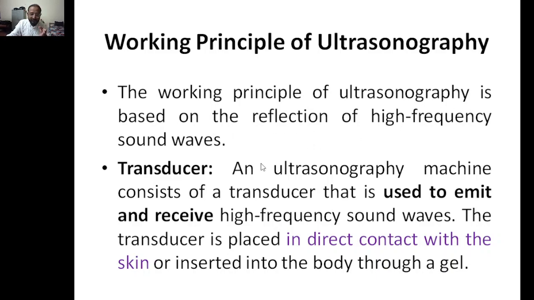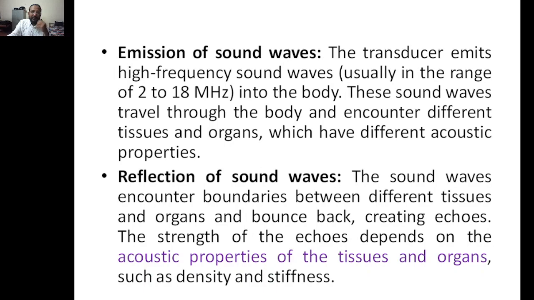Transducer is the device in the ultrasonographic machine which is used to emit and receive. For emitting and receiving you need a transducer, and here it is placed in direct contact with the skin or abdomen usually. There will be some gel, which they use for many reasons. So next, emission of the sound waves.